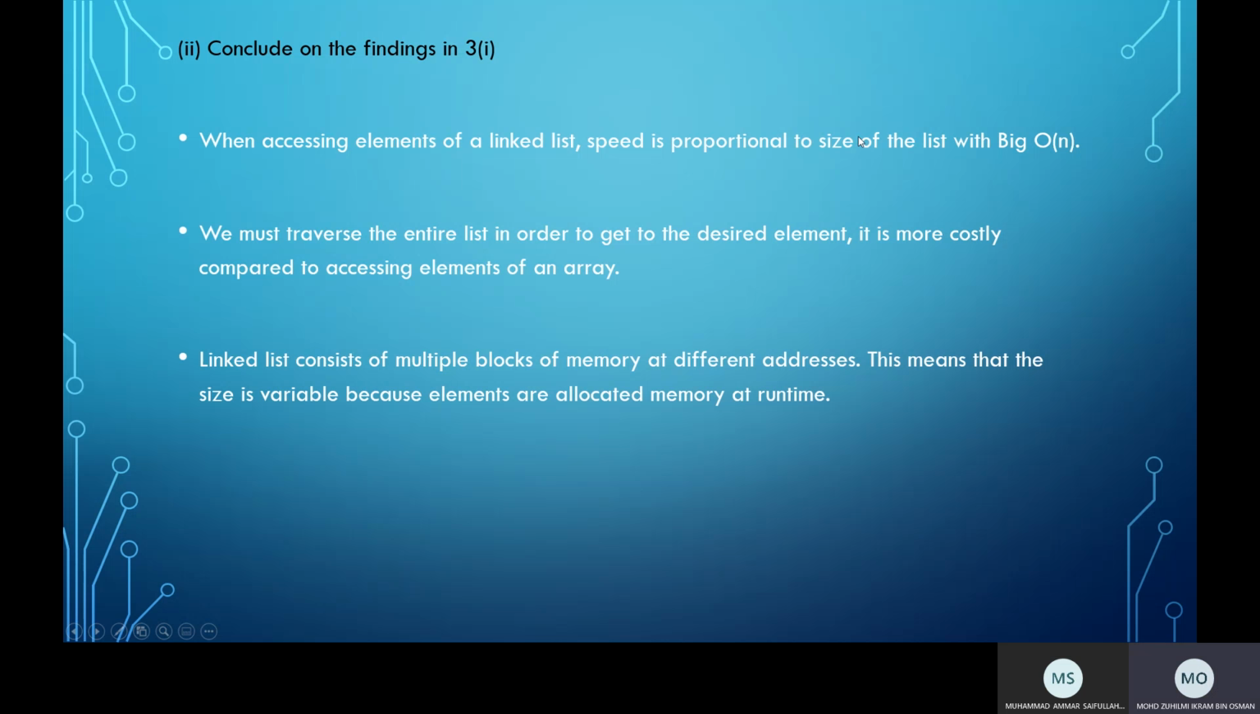To conclude this finding: first, when we access an element of a linked list, the speed is proportional to the size of the list, with big O notation. Second, we must traverse the entire list in order to get to the desired element. It's more costly compared to accessing an element of an array. And the last one is that a linked list consists of multiple blocks of memory at different addresses. This means that the size is variable because the elements are allocated memory at runtime.